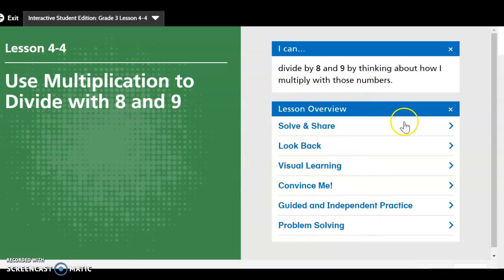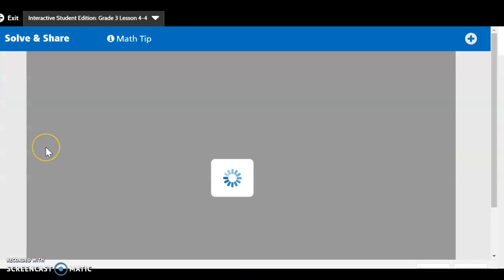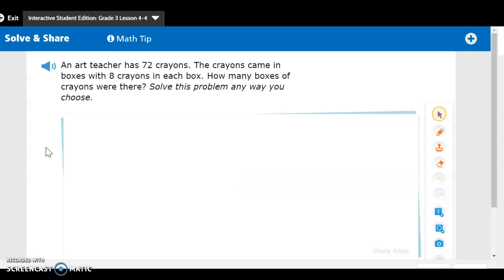And over here is every single thing that we do together usually. And you're going to do it together as the class, but just in a different way today. When it's time to complete the solve and share, you will click on solve and share. I know it's very crazy. It'll bring you to the solve and share screen. You can click here to have it read to you if you want.